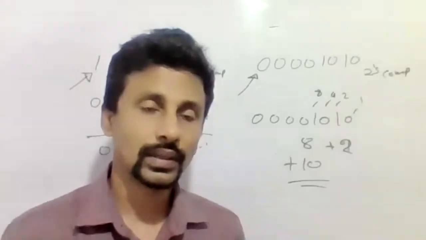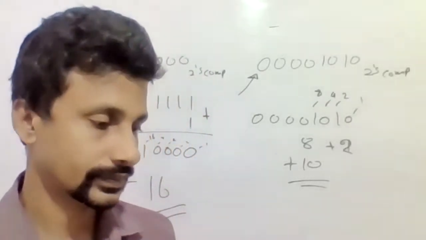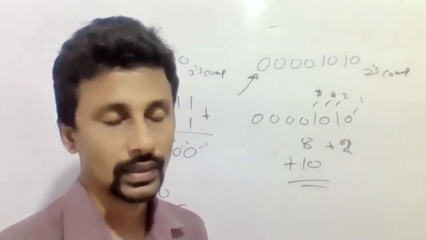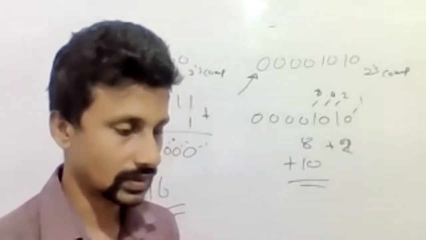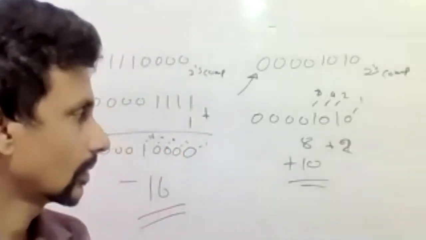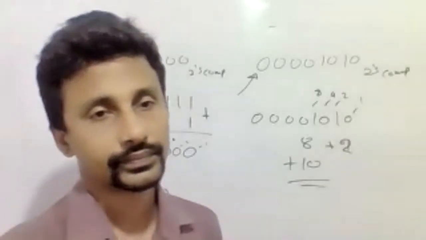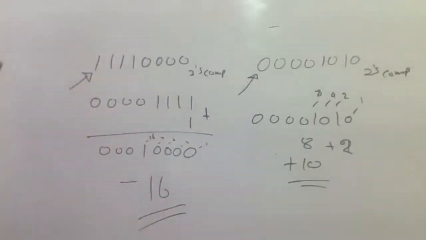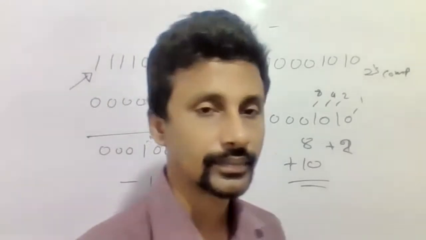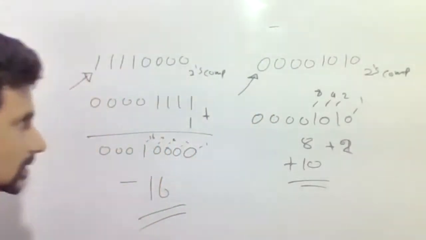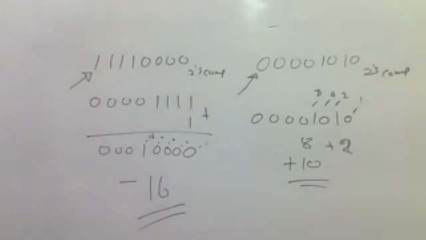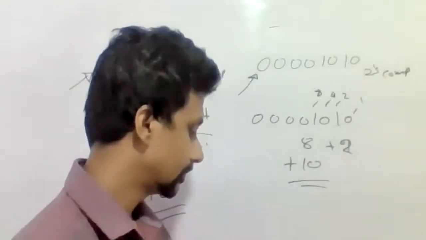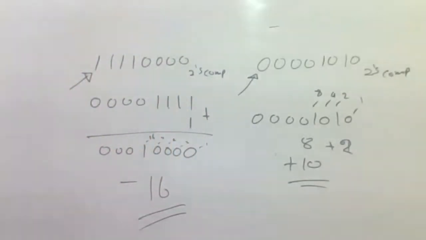Just convert it using the binary to decimal method. If the most significant bit is 1, that is the first bit, it is a negative value.